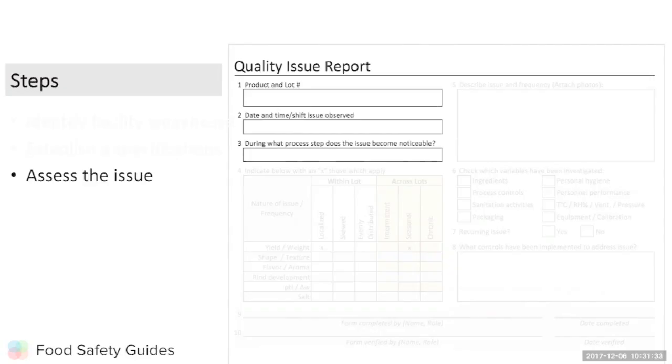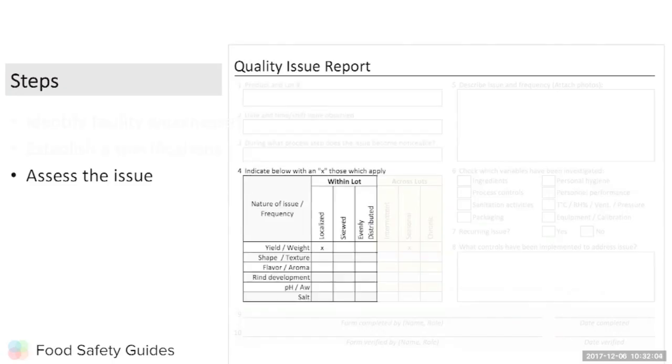So this is where it starts with assessing the issue. Here I'd be calling out the product and the lot number, the date or the time or shift that the issue was observed, and then during what process step the issue became noticeable. It may have had its cause far before, but this is a really important thing to see, because as we note this, we'll be able to at least see a pattern of appearance.